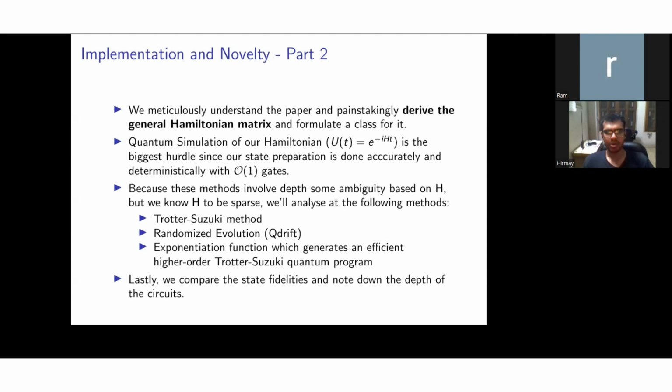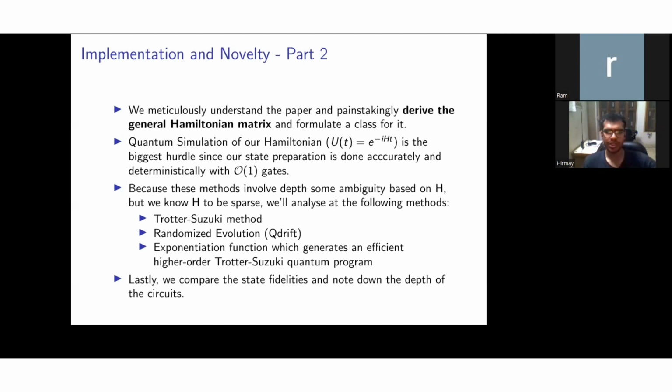Now, the main problem of depth arises from the simulation of our Hamiltonian. For that, we need to first derive the Hamiltonian matrix itself, which requires understanding a lot of nuances of the paper, which we meticulously go through. And then we derive the K matrix, the B and B dagger matrices, do the padding procedure as mentioned in the paper, and we formulate an entire class for it to obtain it later.